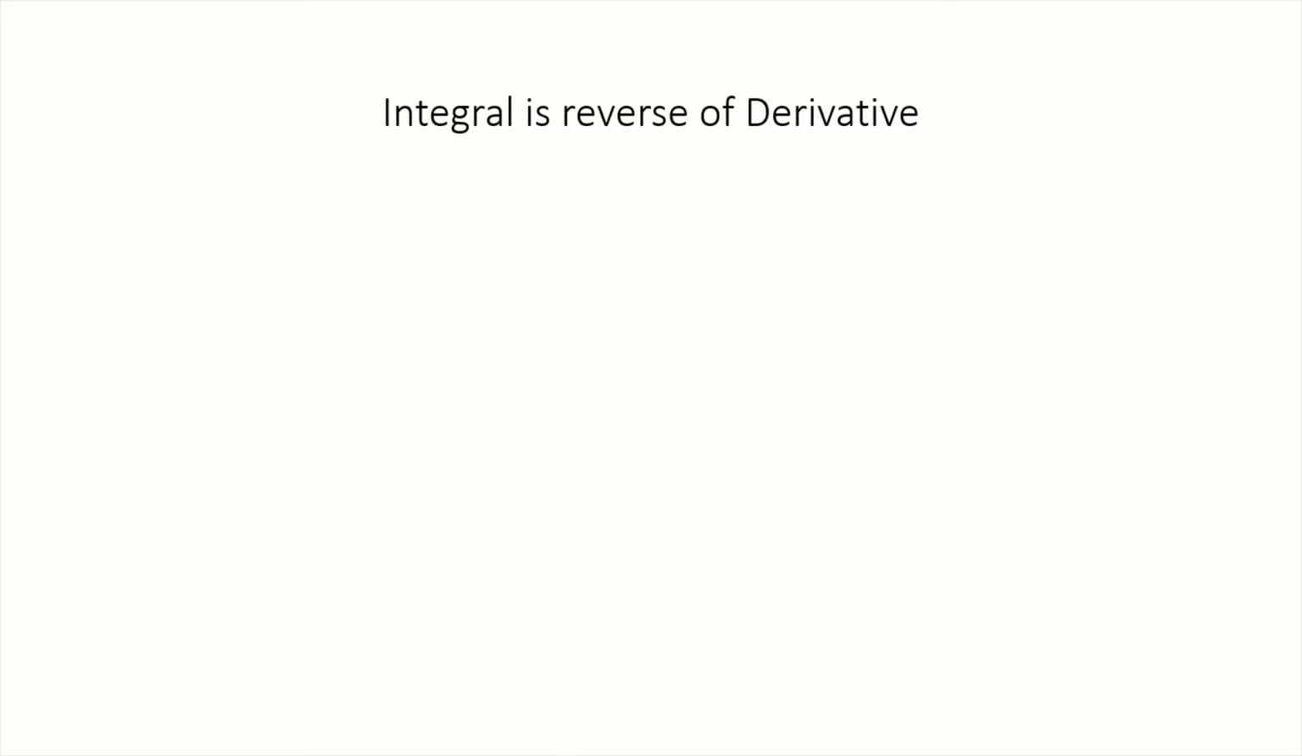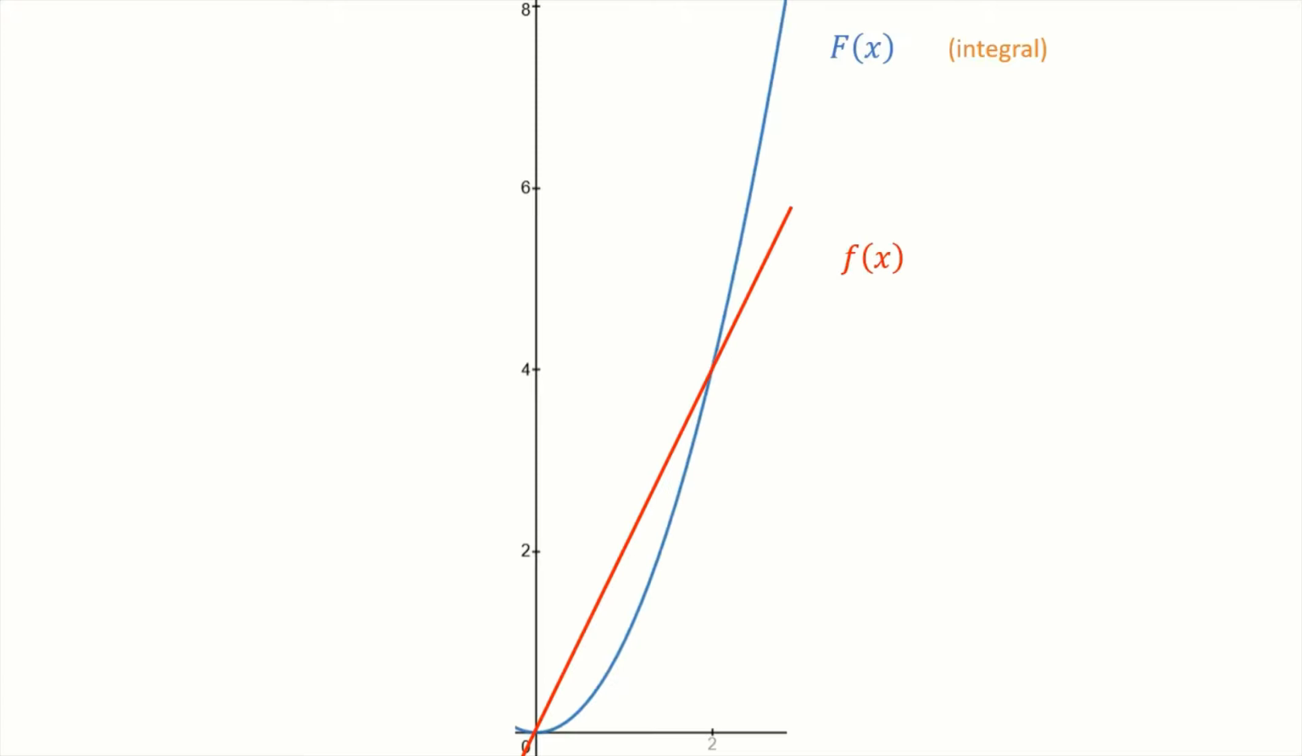You might have heard that the integral is the reverse of the derivative, and you could then suppose that since the derivative maps position to velocity, the integral would map velocity to position. And you would be right. The integral, labeled here with blue capital F, would represent the position of the car over time if the red function f of x represents the velocity over time.